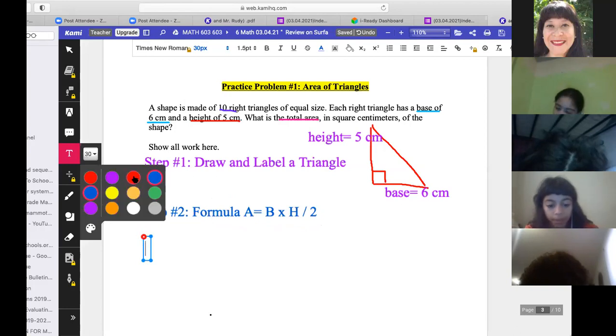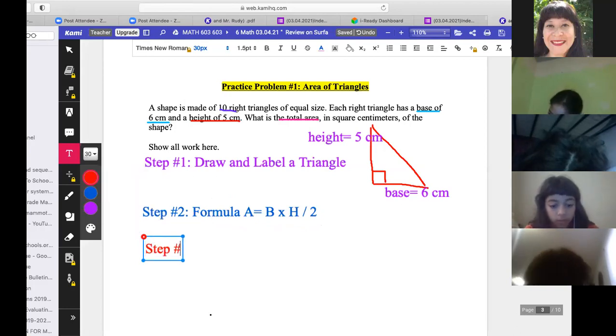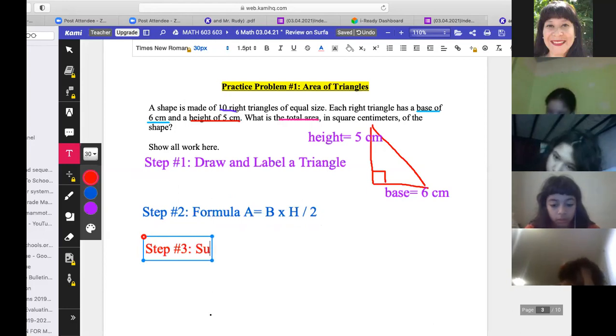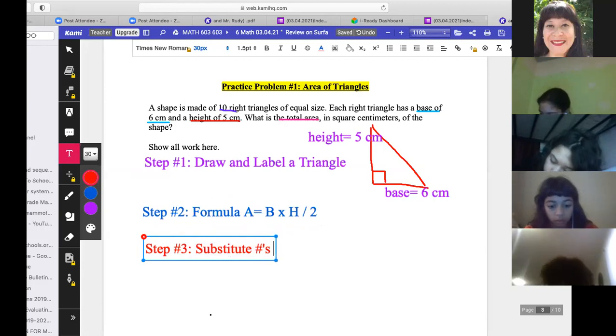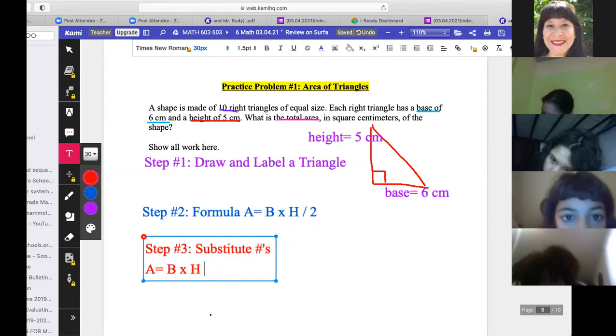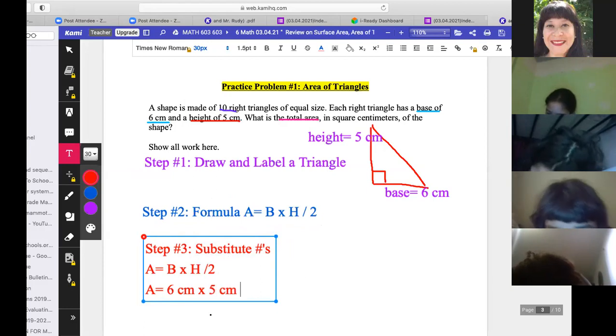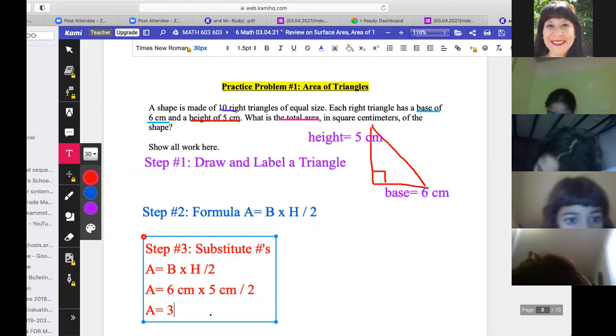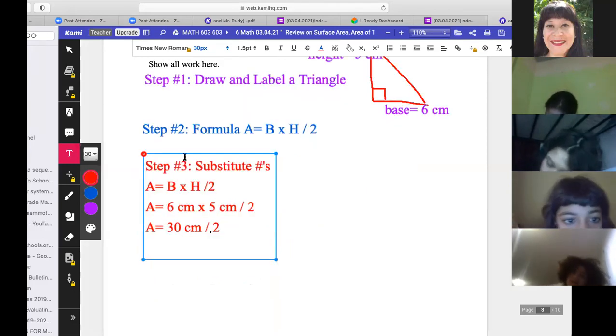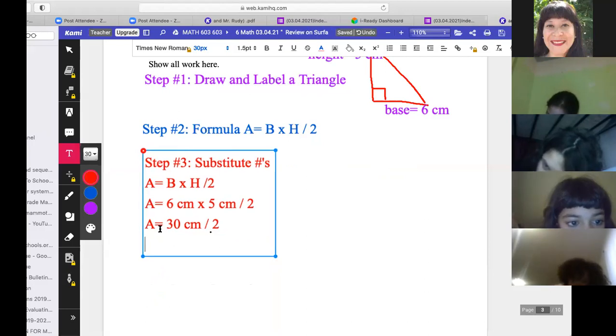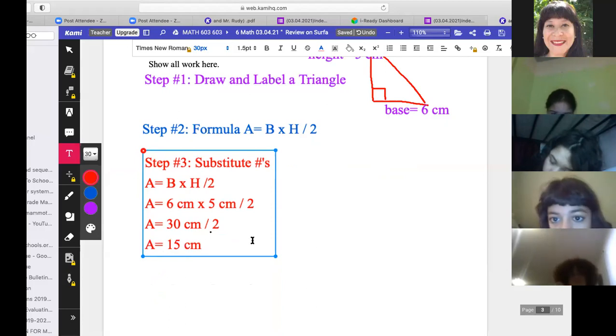So now the second step is that you have to label. So we already labeled, of course. And then step 3 is to substitute. So what we have to do is base times height. So the base is 6 centimeters times 5 centimeters. So 6 times 5 equals 30, divided by 2, and 30 divided by 2 is 15. But we're not done yet. It says, can you go back up? Yeah, let me just put this. Hold on, it's 15 centimeters what?